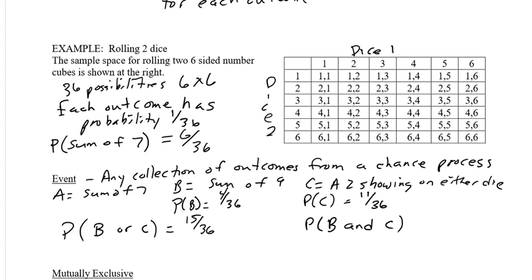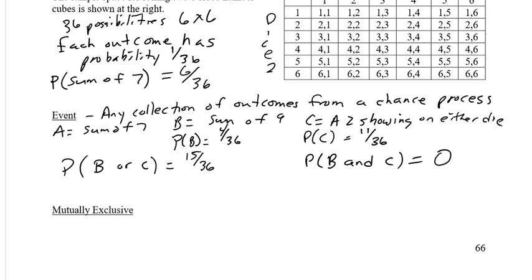Those were our ones. It's not possible for us to have a 2 showing and get a sum of 9. The highest we can get with a 2 showing is a 6 and 2 or a 2 and a 6, which, of course, has a sum of 8. So it's not possible. So the probability of that happening is 0. Those two things cannot happen at the same time. You cannot get a 2 showing on either die and have a sum of 9. Those are called mutually exclusive events.